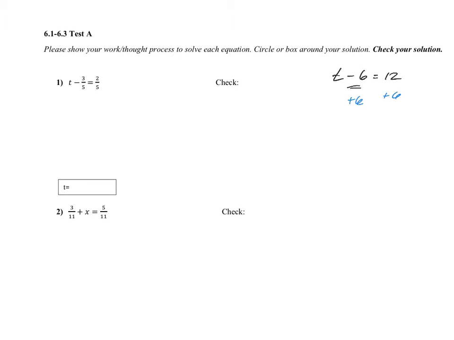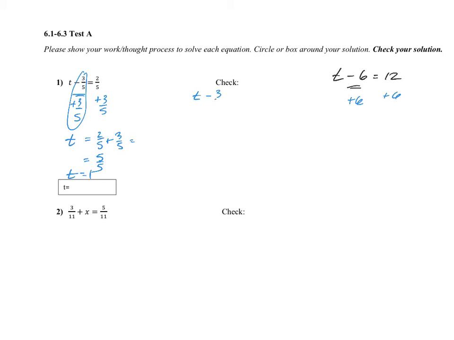Well, when I look at this problem, the difference is it's got that scary monster of the fractions. Instead of adding 6, the 3/5 is what's being subtracted. So I'm going to add 3/5 to both sides. This gave me 0, so I just have t. And then 2/5 plus 3/5 is 5/5. So t equals 1.